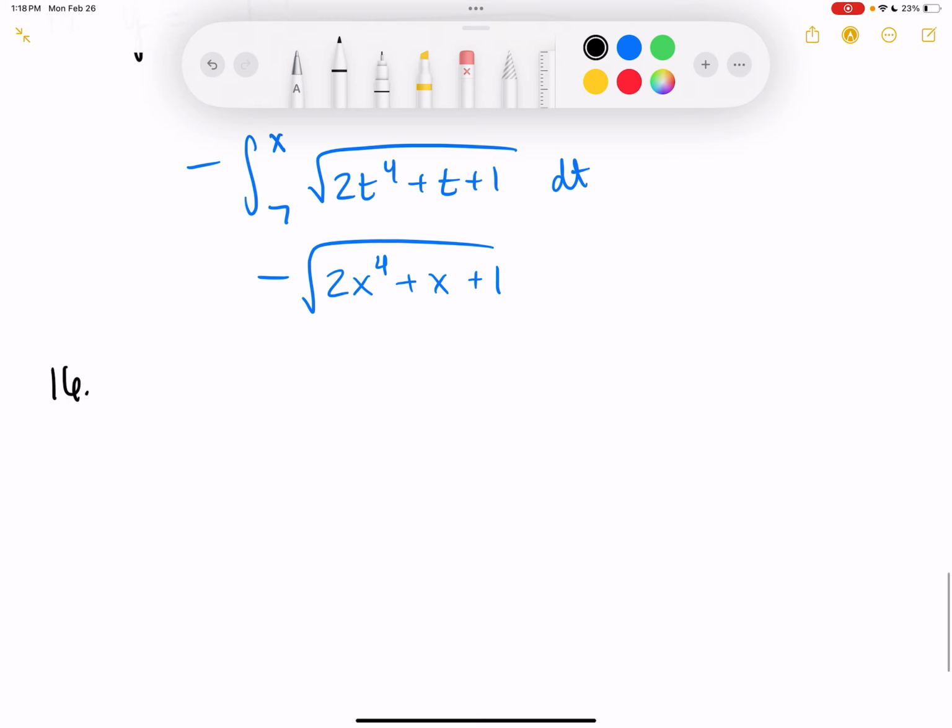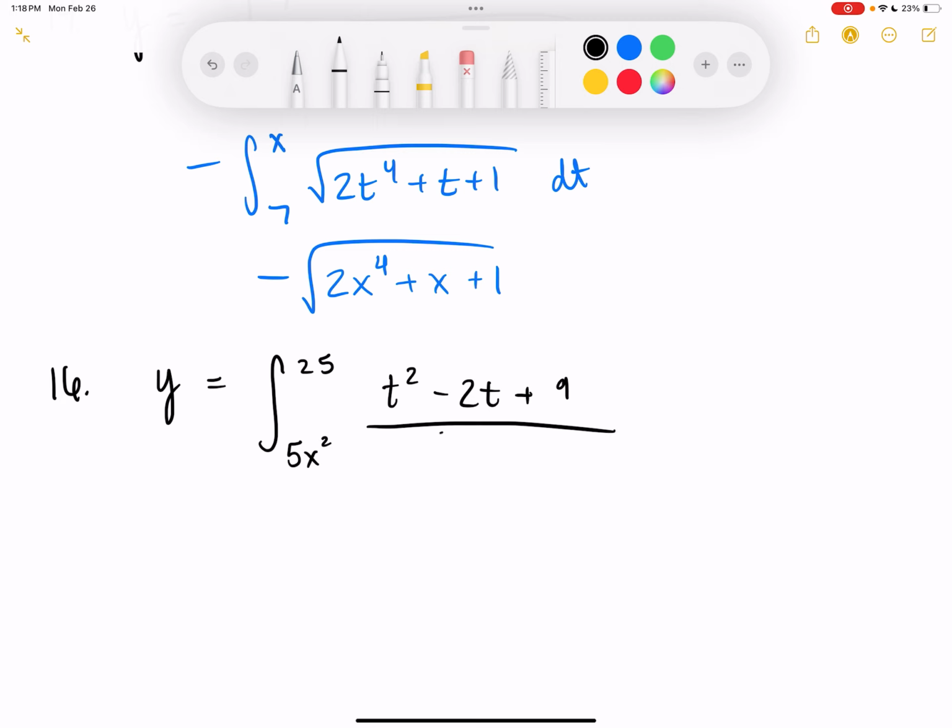All right, this next one, getting a little crazy. Y equals the integral from 5x squared to 25 of t squared minus 2t plus 9 all over t cubed plus 6 dt. I thought you were joking. Y'all were complaining it was too easy. Do we swap them first? That would be a wise thing, I think.